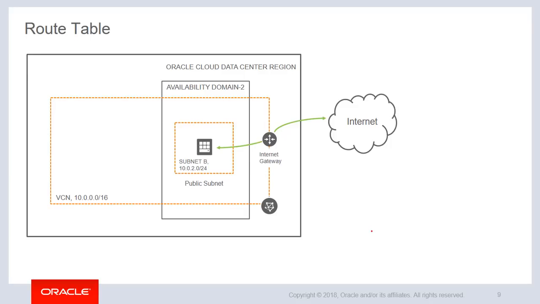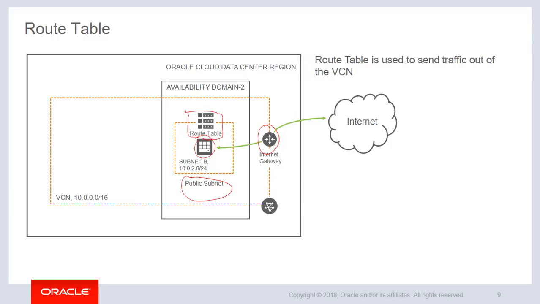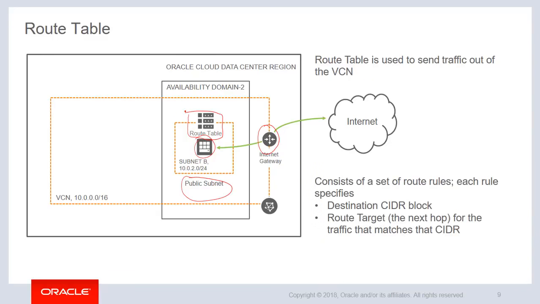This is the same example as the previous slide. We have a public subnet, we have an instance with a public IP, we have an internet gateway. It's sending traffic bidirectionally to the internet, sending out and also receiving connections. But now there is one more resource which has been added here, this thing called a route table. The primary purpose of a route table is to send traffic out of the VCN. A route table consists of a set of route rules. Each rule specifies two things: a destination CIDR block and a route target, which is sometimes also called the next hop for the traffic that matches this particular CIDR block.